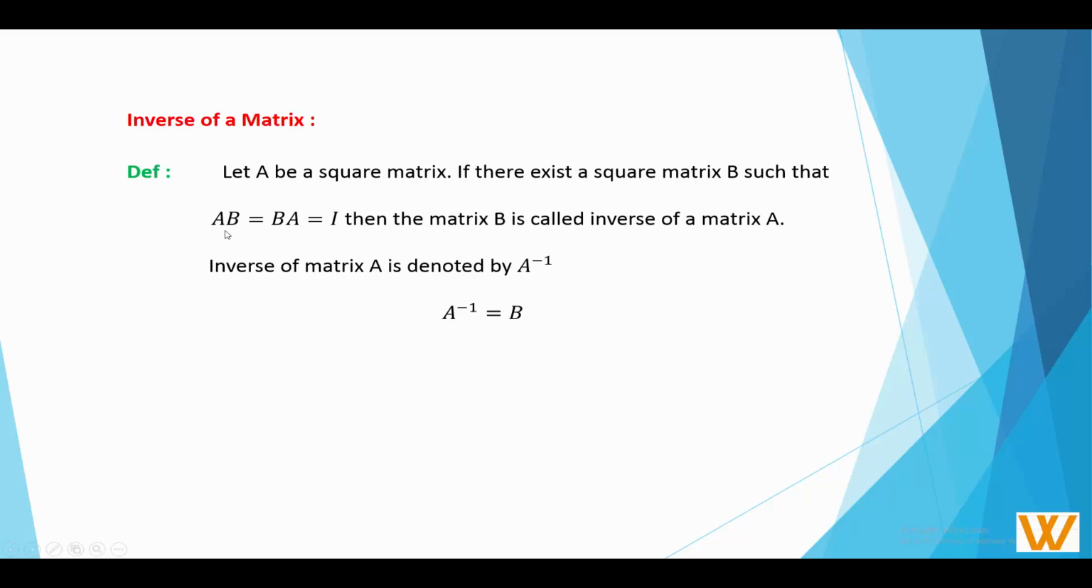Putting B equal to A inverse, we get A into A inverse equals A inverse into A equals I. Therefore, A is called an invertible matrix. So this is the definition of inverse of a matrix: if AB equals BA equals I, then B is called the inverse of matrix A.